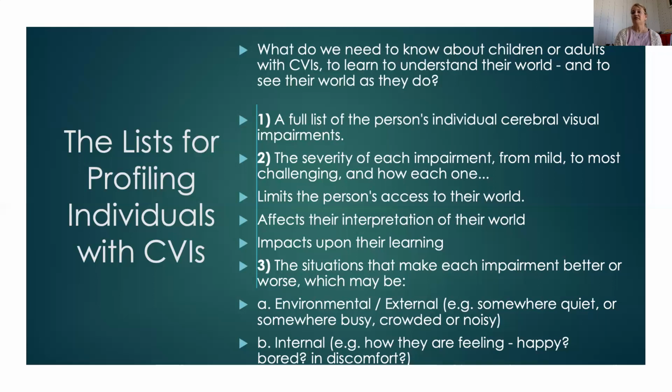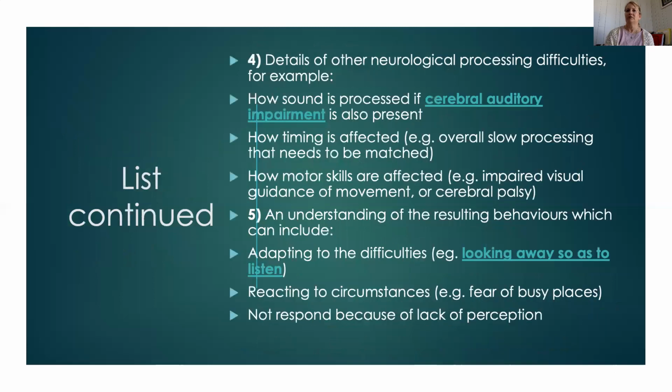Third, the situations that may make each impairment better or worse, which might be environmental. Maybe it's external, like how does that child act if they're in a quiet location versus somewhere that's busy, someplace that's crowded or noisy. Internal, how is that child feeling? Are they happy? Do they seem bored? Are they in discomfort? When you start noticing that, then you can start getting a better idea of how this child is seeing the world.